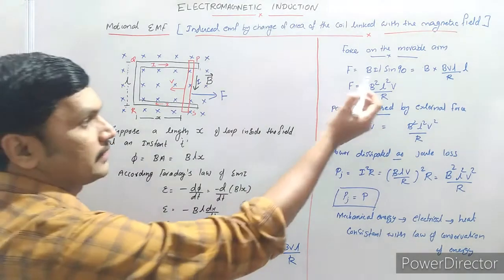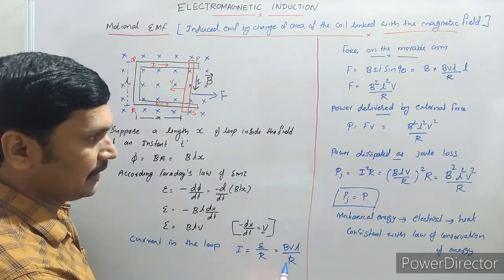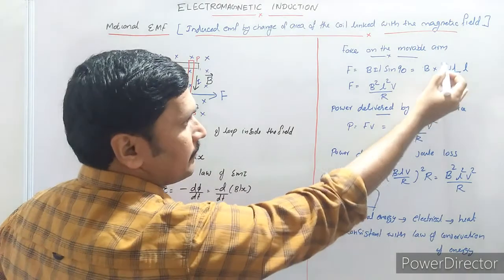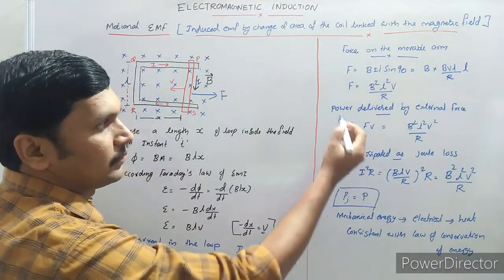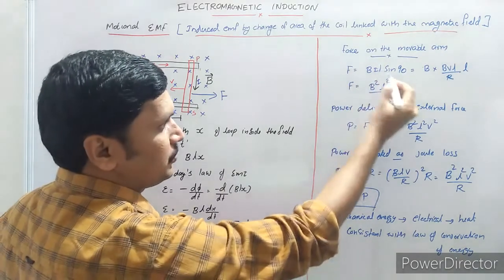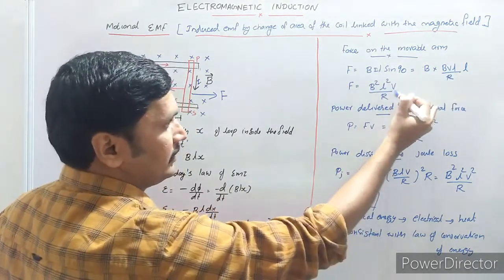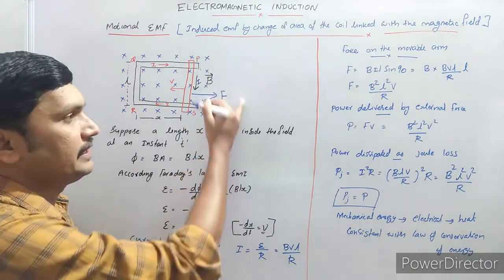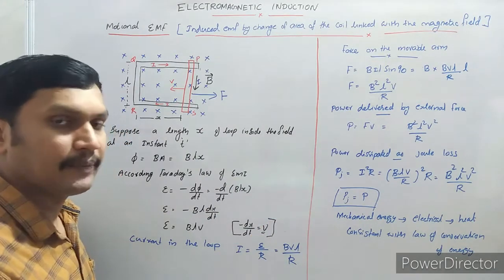And so substituting for the current, I is equal to BVL by R. So that's equal to B into current, BVL by R, into L. Sine 90 is 1. So we can rearrange this equation. The F is equal to B into B square L square V divided by R. So that's the force acting on this PQ: B square L square V divided by R.